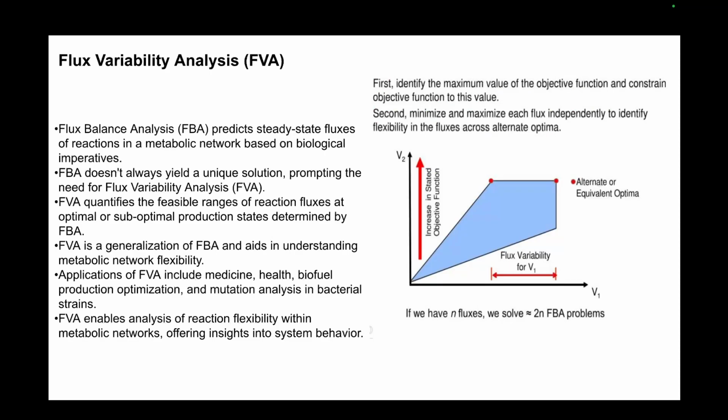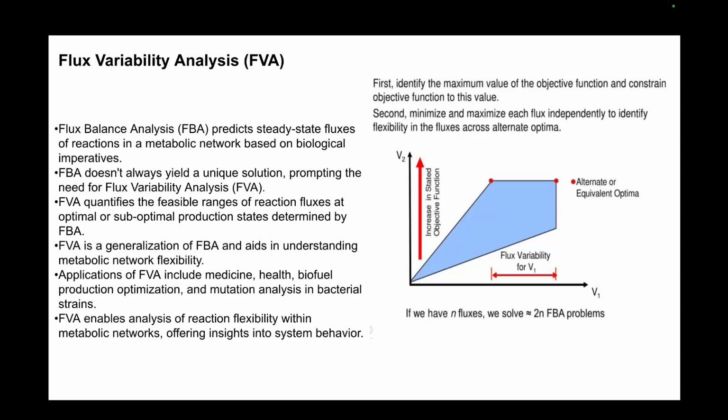We discussed this in great detail, but I'll go through it again. Flux variability analysis. How is it different from FBA? Basically, FBA predicts steady-state fluxes of reactions in a metabolic network based on biological imperatives. Now FBA doesn't always yield a unique solution, which is why flux variability analysis is required, because it quantifies the feasible ranges of reaction fluxes at optimal or suboptimal production states determined by FBA. Flux variability analysis is a generalization of FBA, and it aids in understanding metabolic network flexibility.